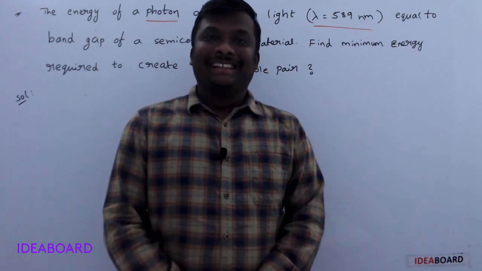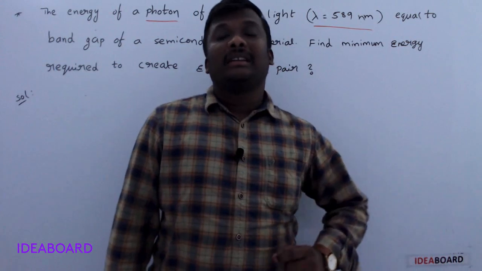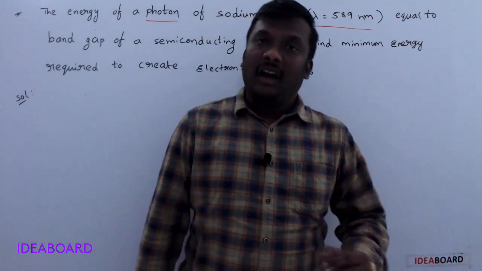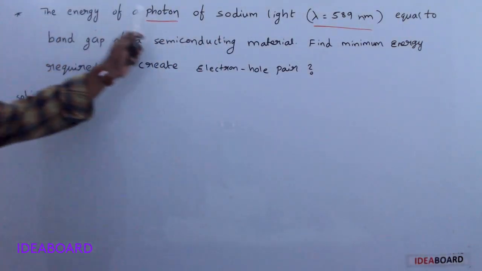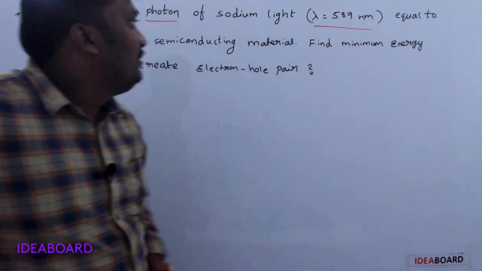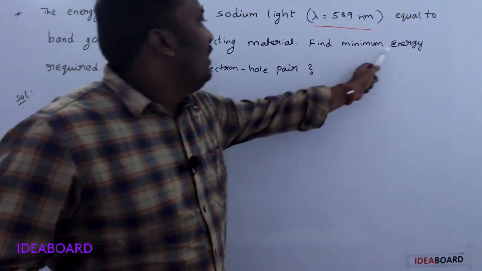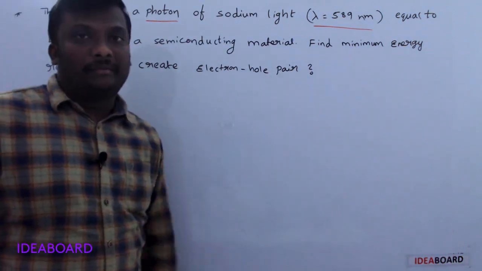Hi students, in today's section we discuss some numericals related to intrinsic and extrinsic semiconductors. The first numerical: the energy of a photon of sodium light, lambda equal to 589 nanometer, is equal to the band gap of a semiconducting material. Find the minimum energy required to create an electron hole pair.